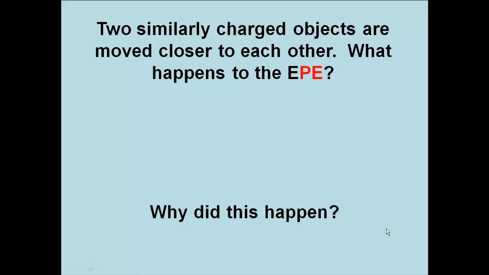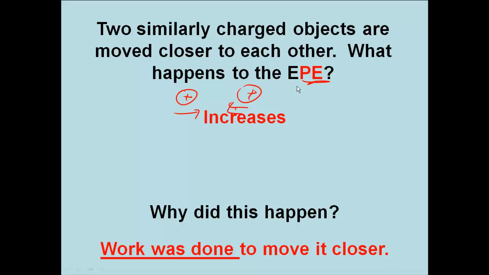To further the review, let's say we take two similarly charged objects. They move closer and closer to each other. So here's maybe a positive and another positive. We're going to move these closer. What do you think happens to the potential energy? Right, more work was done to do that. So the EPE increases. Why did it happen? Already said it. More work was done.